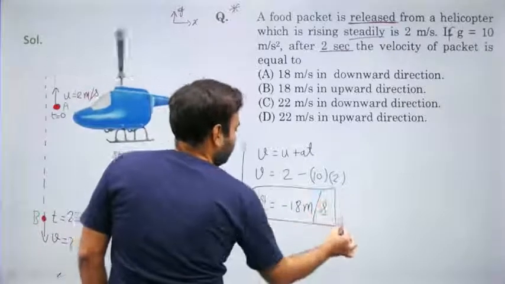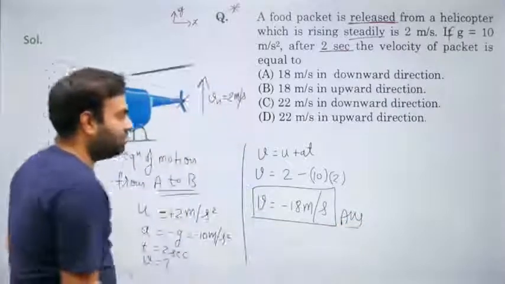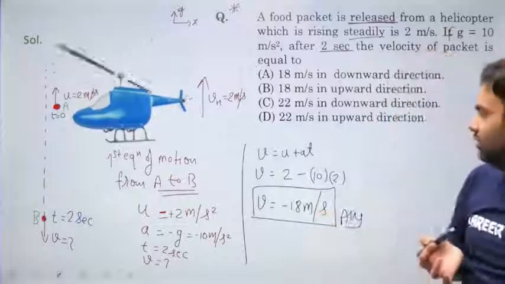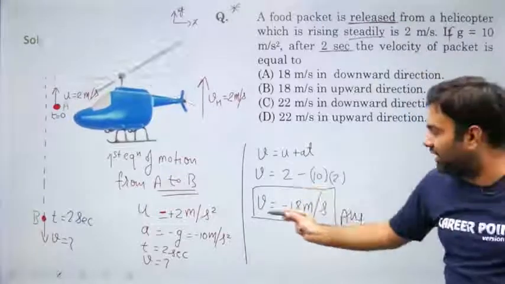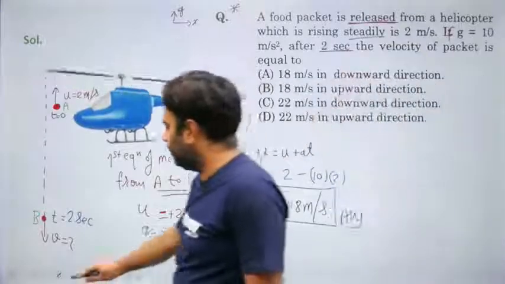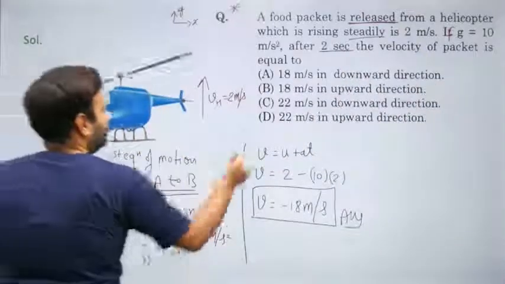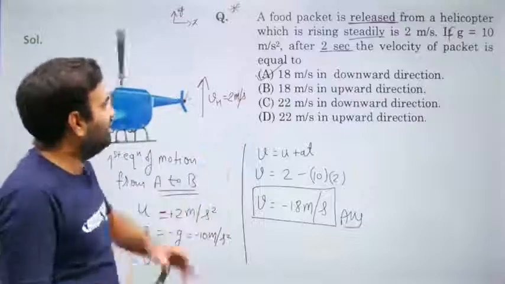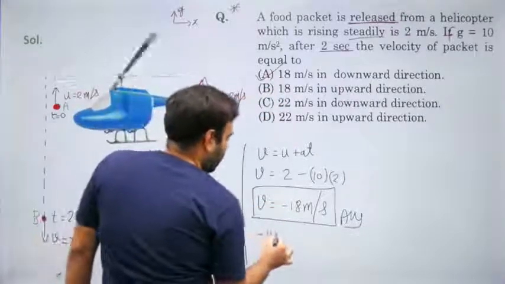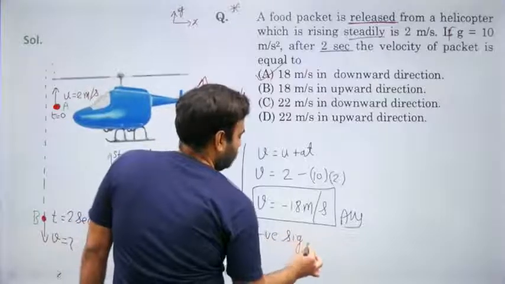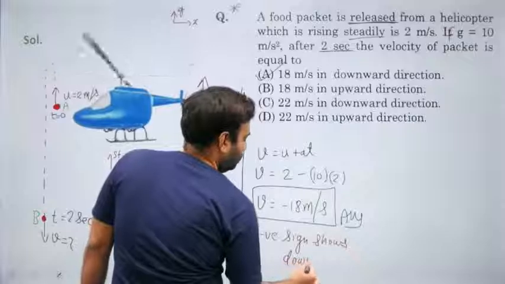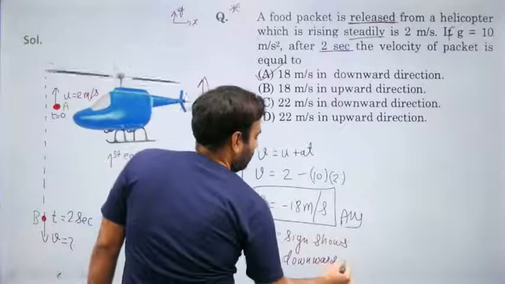Negative 18. What does it mean? As I told you, upward values are positive, downward values are negative. So velocity is negative, that means it is coming in downward direction. Hence the answer is option A. Velocity is 18 but the negative sign is showing the downward direction. Negative sign shows downward direction.